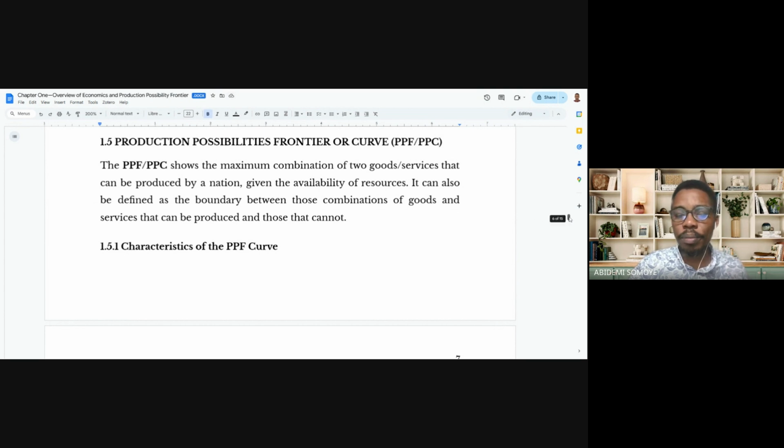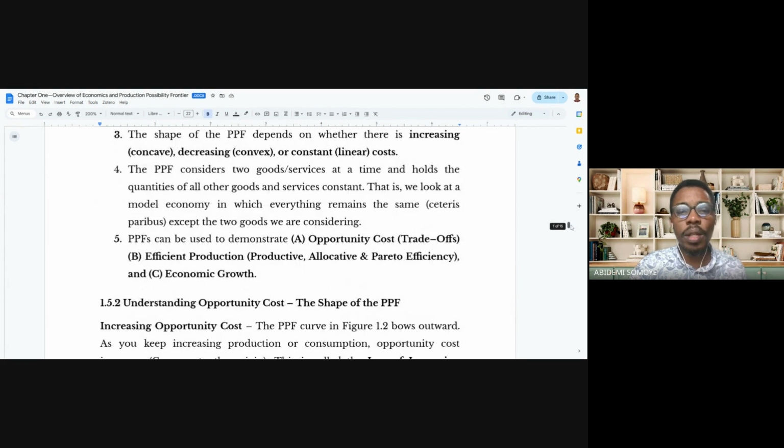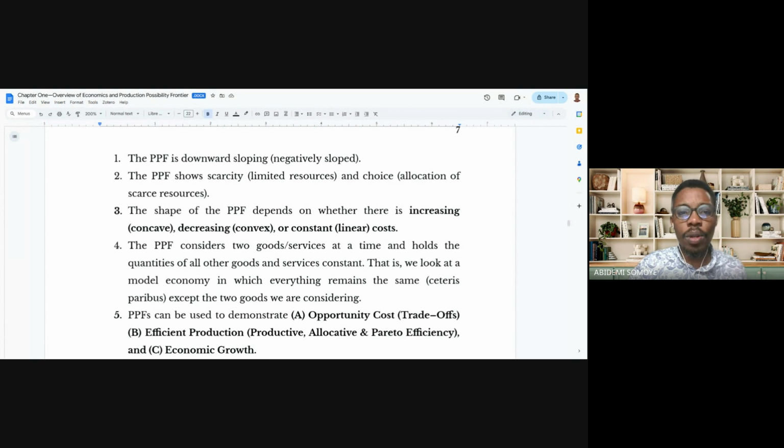Okay, number one, the PPF is downward sloping. All right, means it's negatively sloped. When you see a negative slope like a demand curve, it tells you that there's a trade-off between the two variables that you are considering. If one goes up, the other comes down. If the other comes down, the other one goes up. So a downward sloping curve is a curve where you would see a trade-off between two variables. Okay. So a PPF is downward sloping.